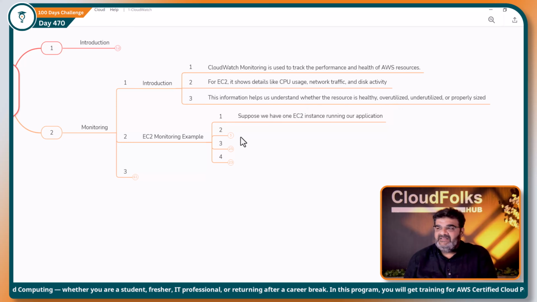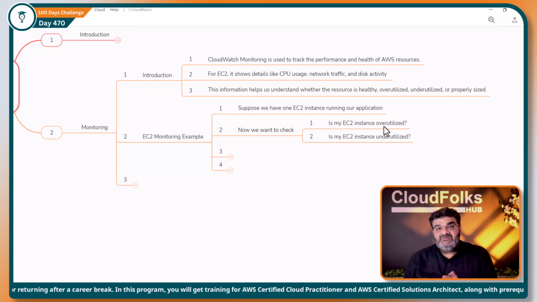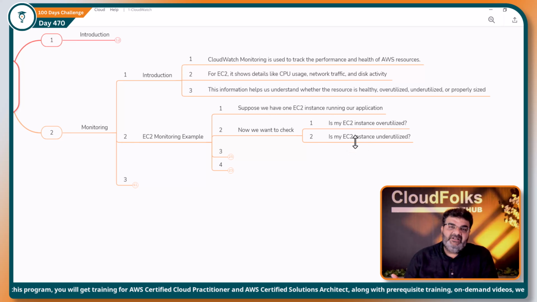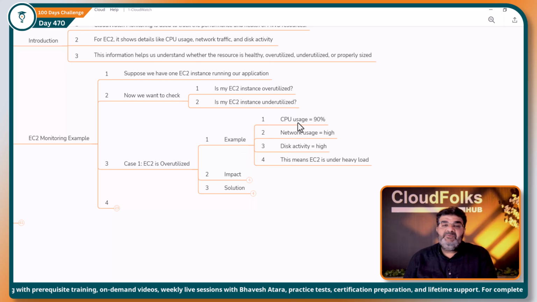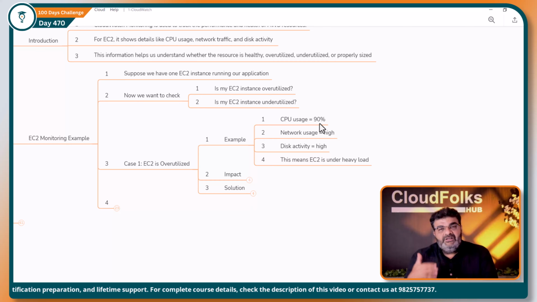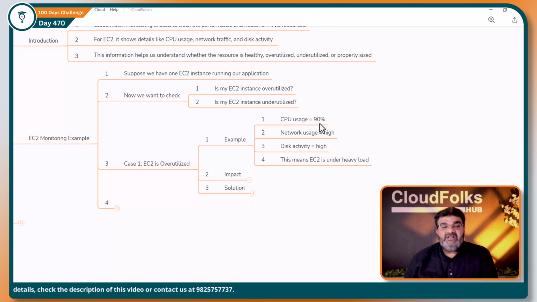Okay, let's understand this step by step. Now, we want to check whether my EC2 instance is overutilized or underutilized. So we are going to discuss case 1, overutilized. Example, CPU usage is 90%. If your CPU usage is constantly above 85%, we call it a CPU bottleneck and we have to increase the capacity of our CPU. Right now, I'm getting numbers like CPU utilization is 90%. Network usage is also high. Disk activity is also high. This means EC2 is under heavy load.